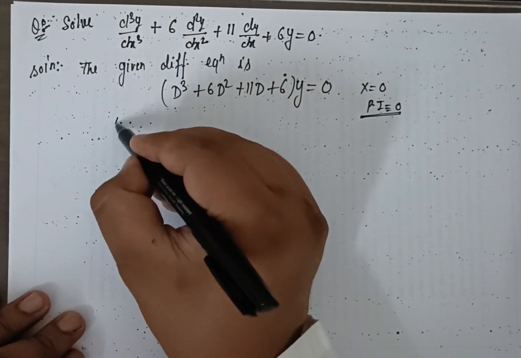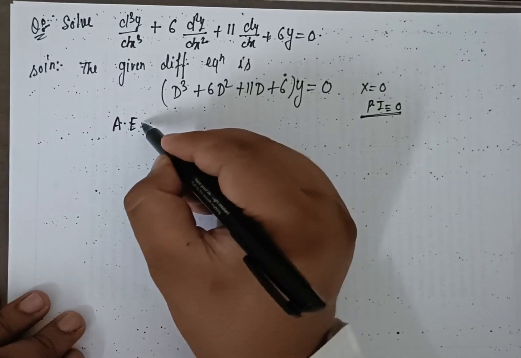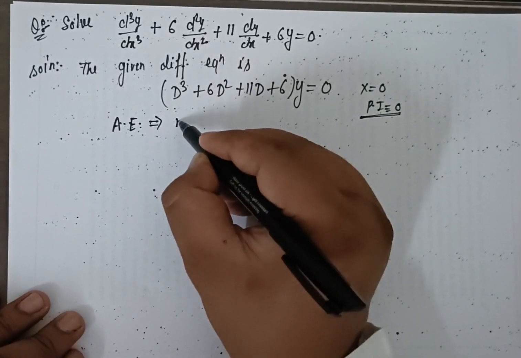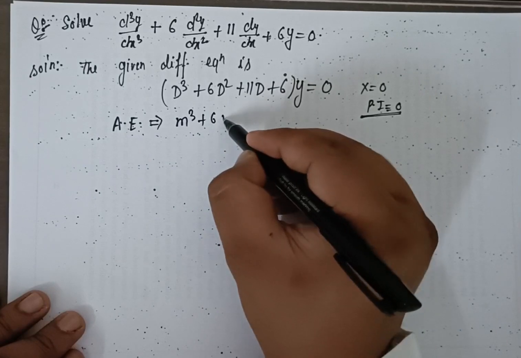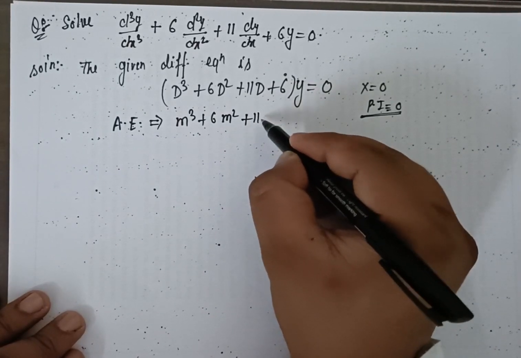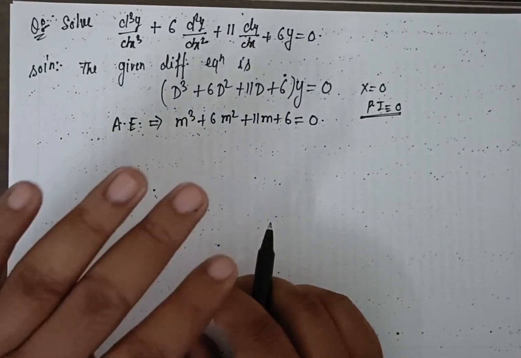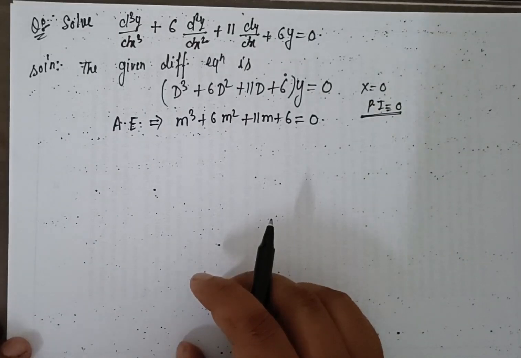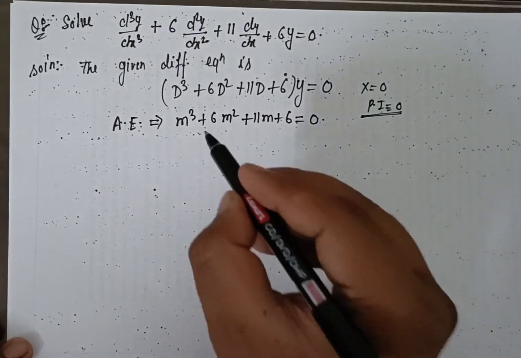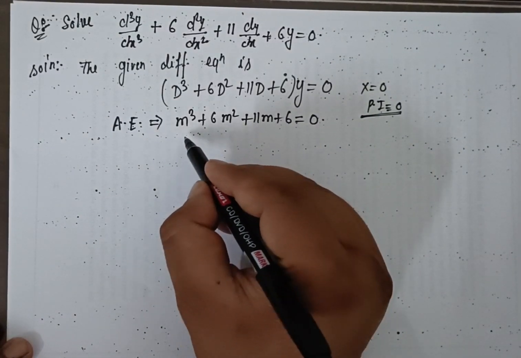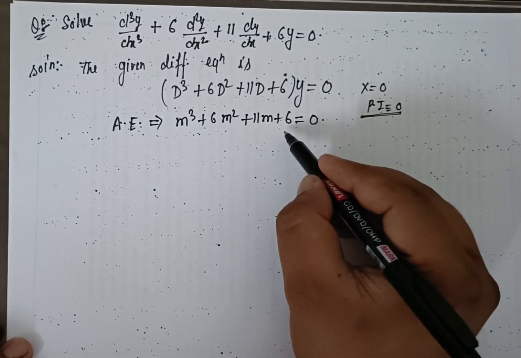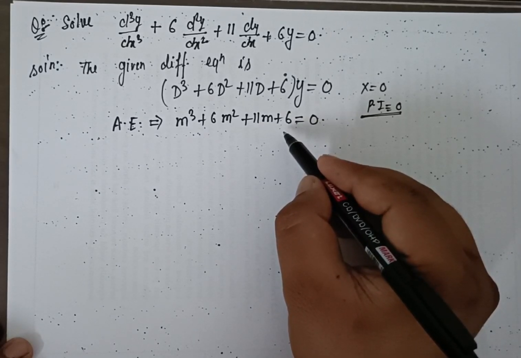To find the roots we will first write its auxiliary equation, that is m to the power 3 plus 6m square plus 11m plus 6 equals 0. Remember, to find the roots of this, we require the theory of polynomials, the theory of roots of functions. So the first root we will decide by hit and trial. For example, all the signs are positive here, so negative roots will be there.